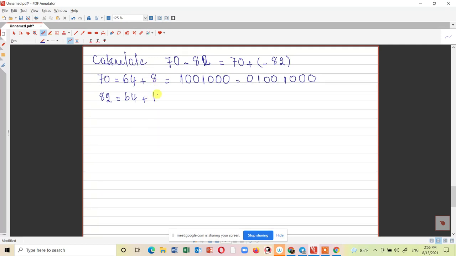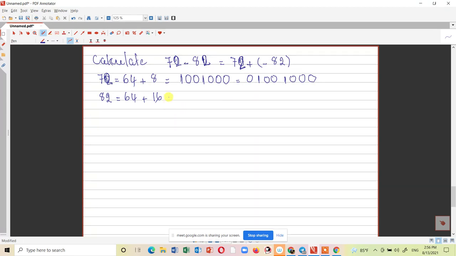And about 82, I just write 64 plus. Excuse me, teacher. Yeah. 70 equals 64 plus 8. Oh, sorry. I changed this one to 72. It's 72, yeah. Sorry. Okay?